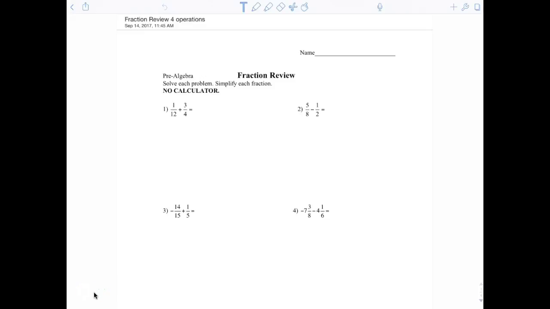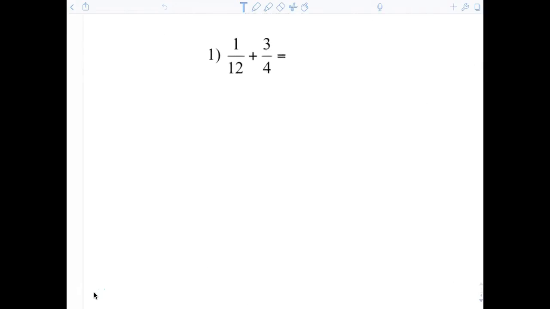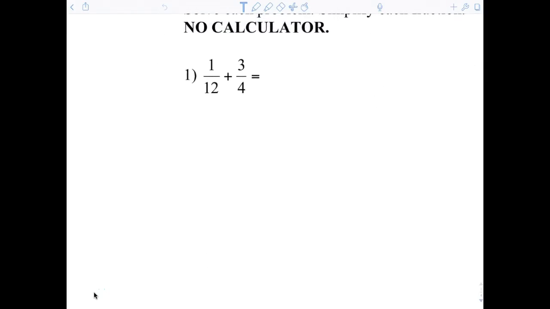All right. So again, a nice little review here of fractions. All right. Now, question number one. Remember, the key whenever you're adding or subtracting fractions is to get a common denominator. And again, what is the common denominator here? 12. Is everybody happy with that? Right. So we have to convert them, right?